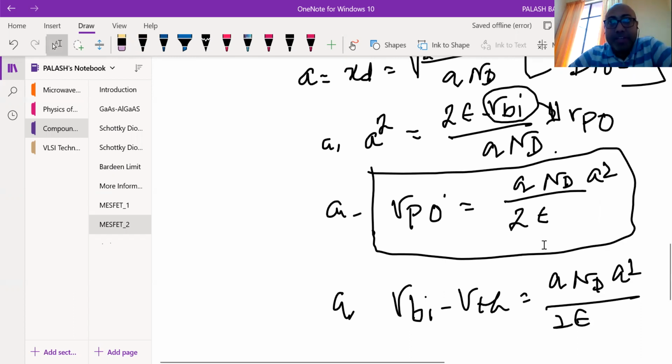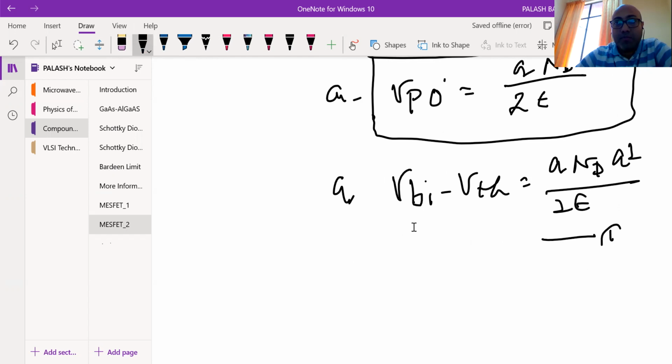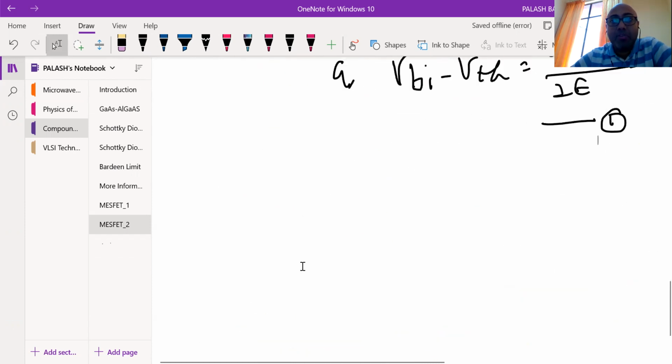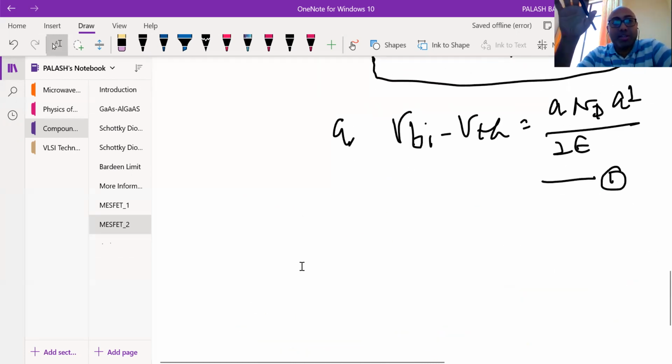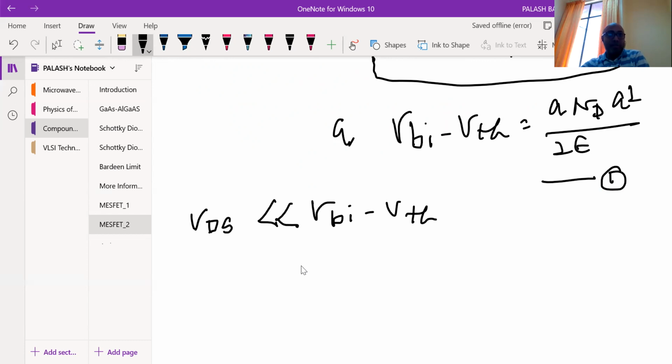So this is the formula that we often use, right? Okay. So that formula, I name it as a 1. Now there is another thing that conceptually we have to understand, right? Now this is all about that you want to close this junction. So it is all about your drain to source voltage being very low as compared to VBI minus V threshold voltage. Then only this formula is possible, right?